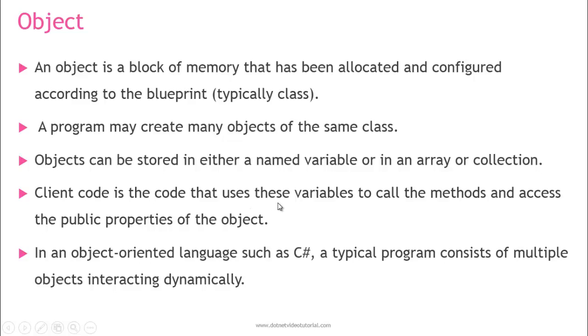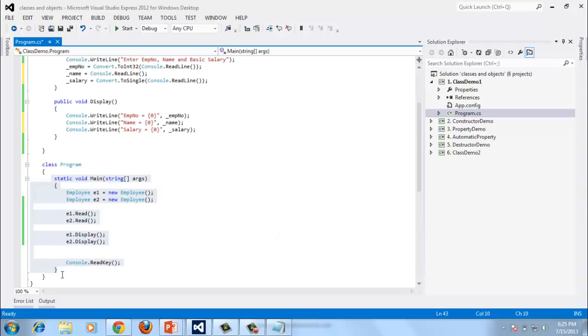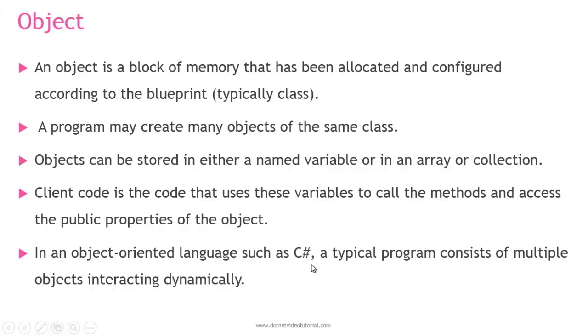Client code is code that uses this variable to call methods and access the public properties of the object. So according to that statement, this is our client code where we have created an object of that type and we are accessing a public method of that type. In an object-oriented language like C#, a typical program consists of multiple objects interacting dynamically. This point means that in an object-oriented programming language, multiple objects communicate with each other to do a specific job. We can experience this when the complexity of programs grows in the next few sessions.